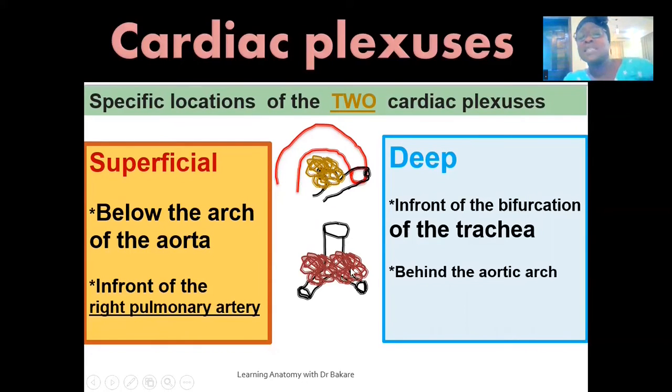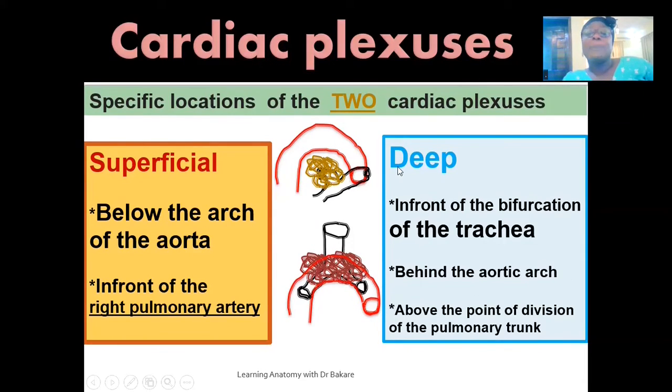So it's seen to be located anterior to the point where the trachea bifurcates. It is also seen to be located behind, or posterior to, the arch of the aorta. And let's say this is the arch of the aorta here highlighted in red. So it is located behind the arch of the aorta. Also, it is seen to be located above the point where the pulmonary trunk divides. Let's say this is the pulmonary trunk here, dividing into the right and the left pulmonary artery. So it is seen to be located above that region. You see that the superficial cardiac plexus is located anterior to the right pulmonary artery, while the deep cardiac plexus is located above the bifurcation of the pulmonary trunk.